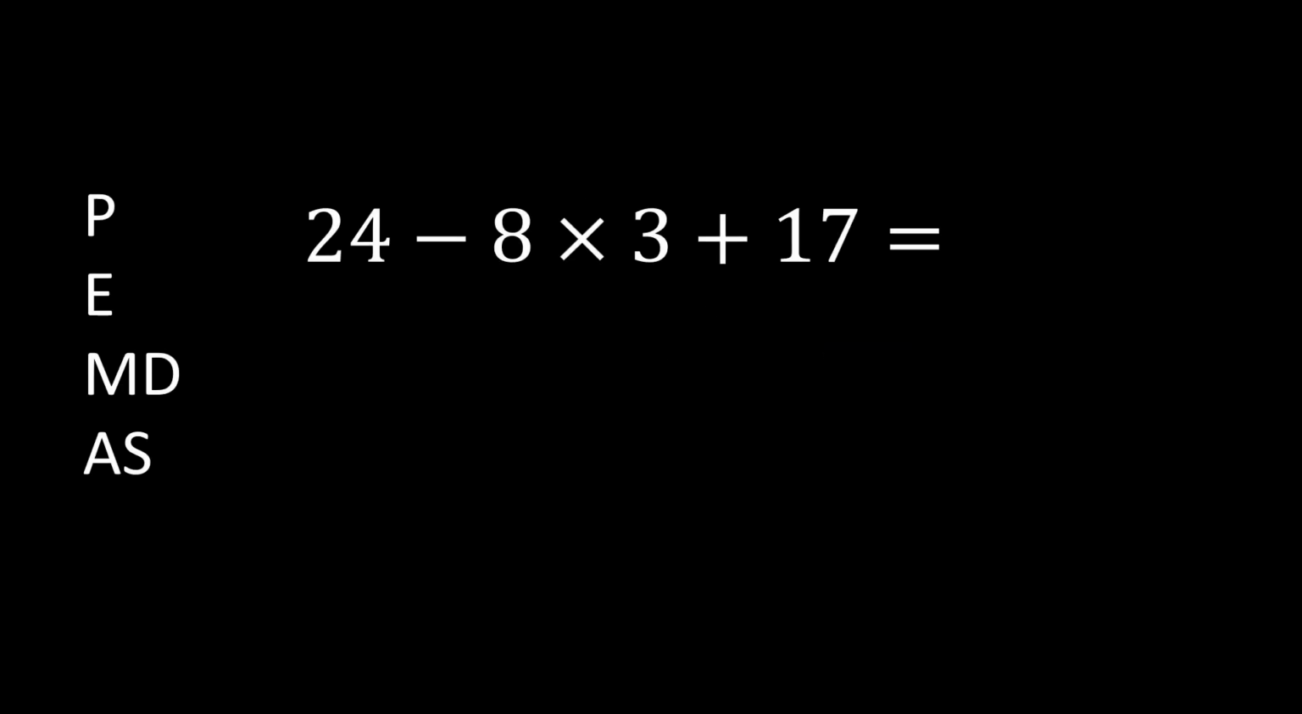This example is 24 minus 8 times 3 plus 17, and we'll use the acronym PEMDAS to help us keep track of our steps. P stands for parentheses, also includes our grouping symbols. We don't have any parentheses or grouping symbols in this problem. Then we'll check for exponents. We also don't have any exponents in this problem, which takes us to the multiplication and division. I do have one multiplication step in this problem. It's here with 8 times 3. So this is what we want to solve first.